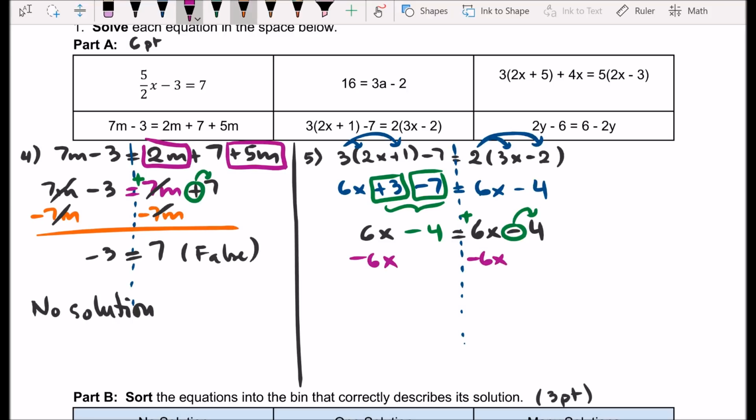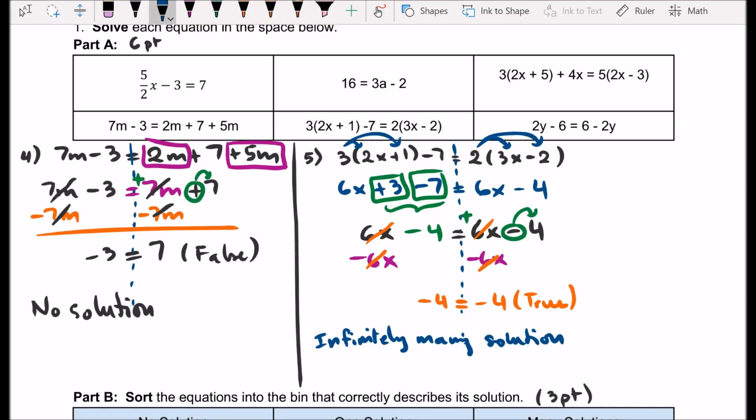Subtract 6x on both sides, so the 6x cancels out with the 6x. So we have negative 4 equal to negative 4. This is a true statement, because a number equal to itself is true. So that will be infinitely many solutions.